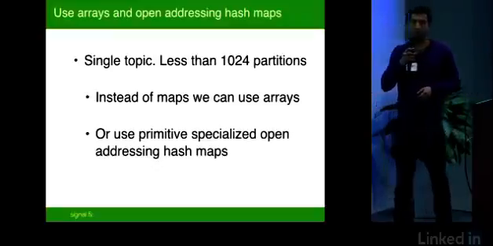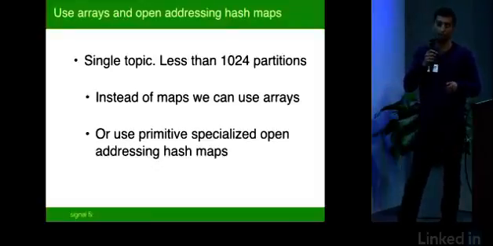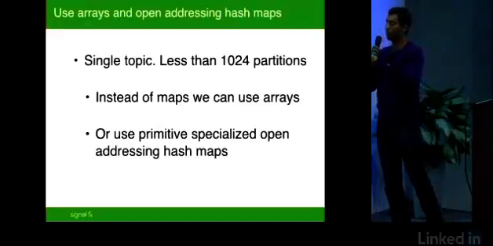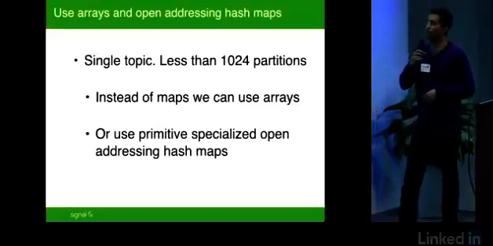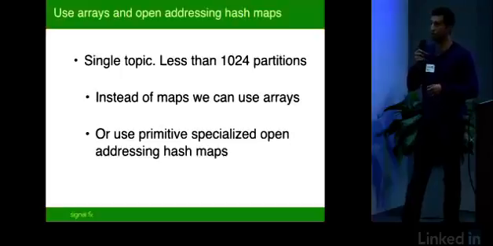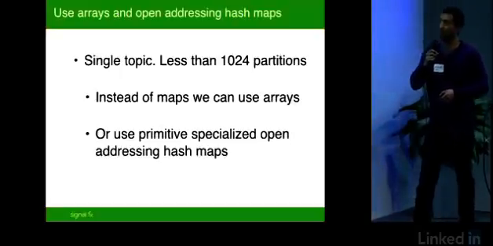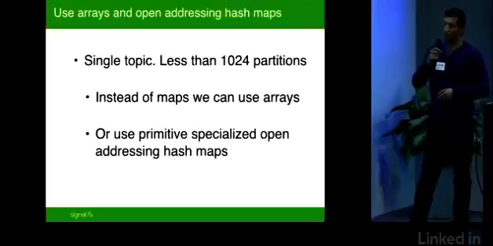So all partitions implicitly belong to this one topic. So we don't have a concept of topic partitions. So partitions are just simple integers, so we can use arrays instead of maps. When we cannot use the arrays, we actually try to use primitive specialized open addressing hash maps. That's a mouthful, but they work a lot better than Java's hash maps.